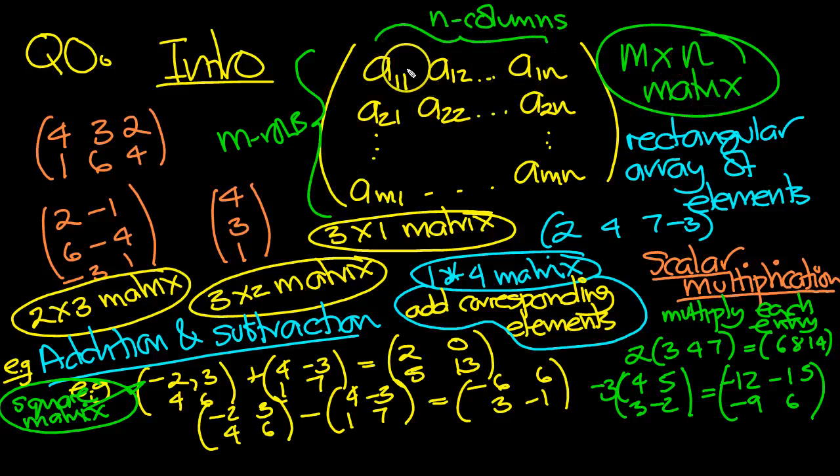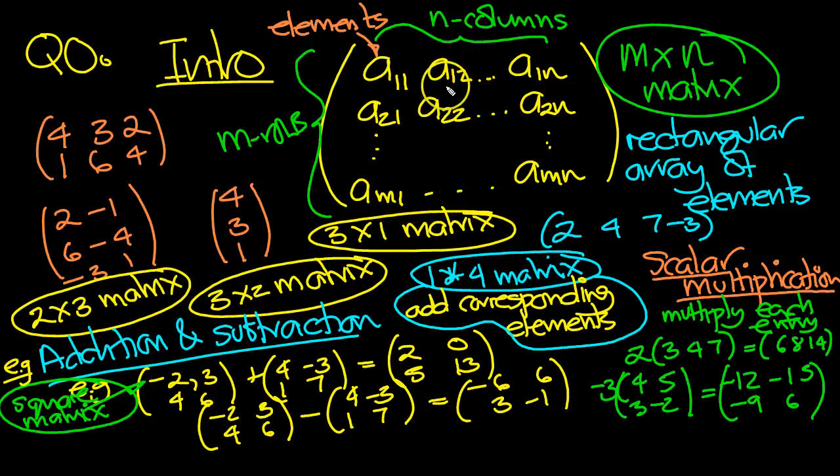M rows, n columns. The notation, we use a lowercase a for the elements. These are called the elements in a matrix. Here, elements, so I'll put that word in. And the first row, first column, there's A11, first row, first column. Second row, first column, A21. Right down to the mth row, first column.